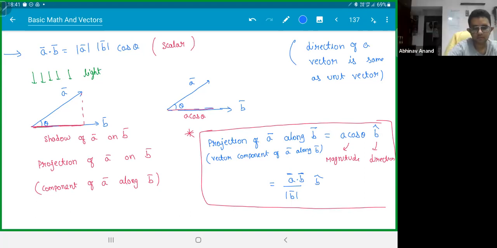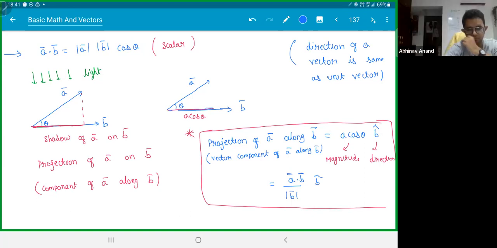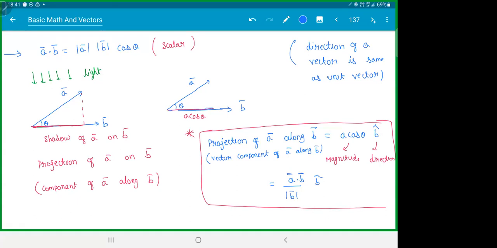So, is this projection parallel to B? Yes, I was just confirming. It is parallel, right? That was what I wrote, the shadow of A bar along B bar. So yeah. All copied?